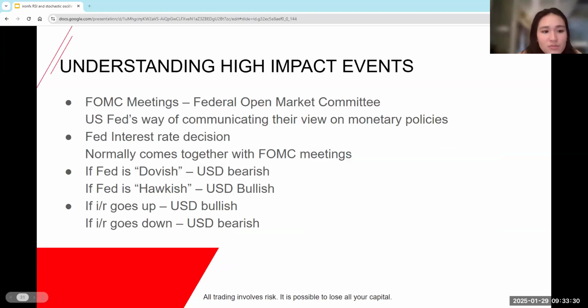So let's very quickly go through some high impact events and what exactly they mean. Starting off with more US based events, we have the FOMC meetings. This is the US Fed's way of communicating their view on monetary policies. Normally it comes together with a Fed interest rate decision. So if the Fed is dovish, the USD is bearish. If the Fed is hawkish, USD is bullish. If interest rate goes up, the USD is bullish. Goes down, the USD is bearish.